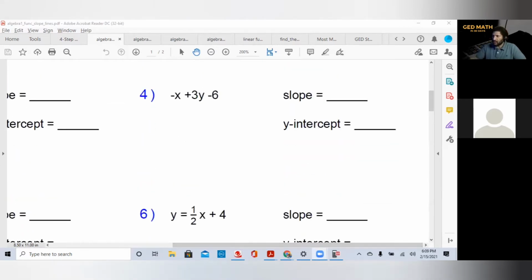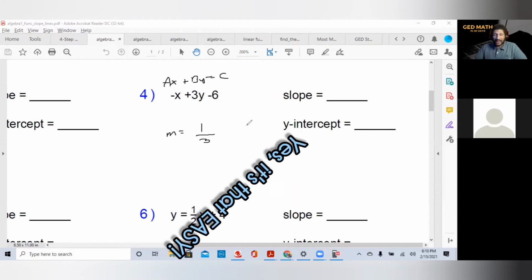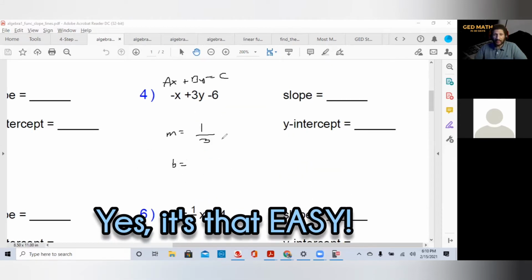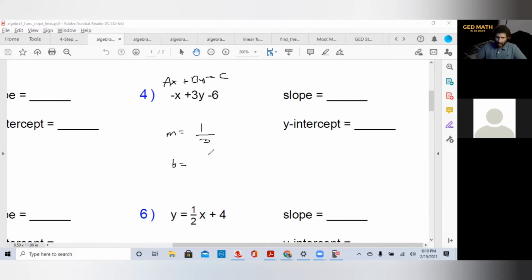Again, watch this. First of all, let's look at 4 and 6. I'm going to do these fairly quickly, and you can pause the video at a later time. This is standard form, AX plus BY equals C. As you get used to that, what you'll notice is A is minus 1. So I'm going to take the opposite of minus 1, which is 1. And then I'm going to take B, which is 3. My slope is 1/3. That easily I found the slope. Again, to find my y-intercept, C over B.